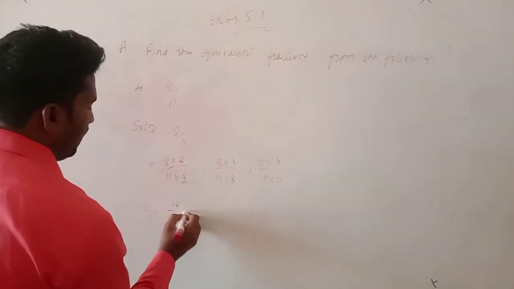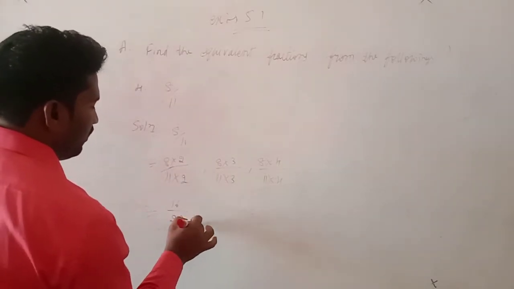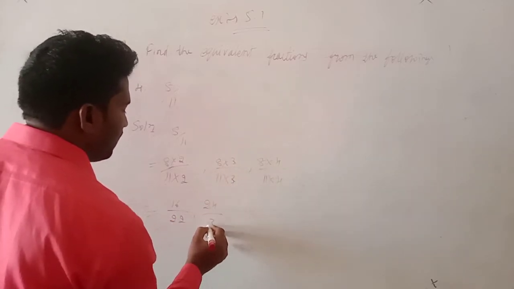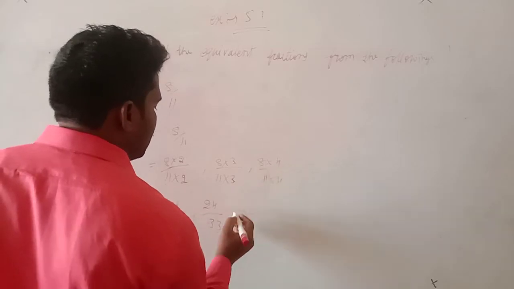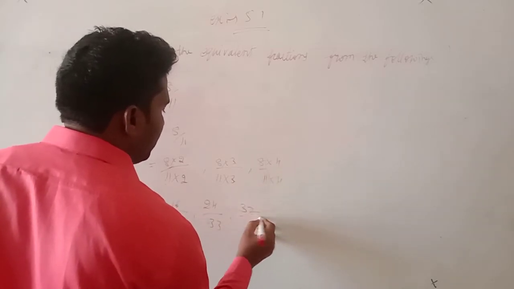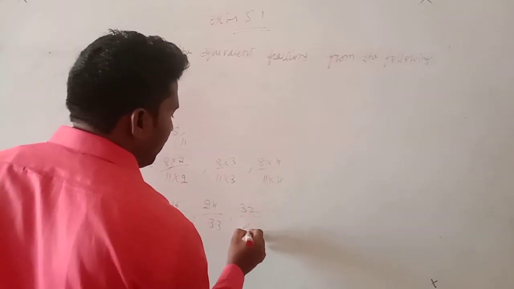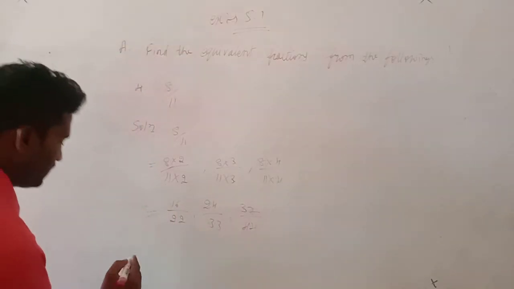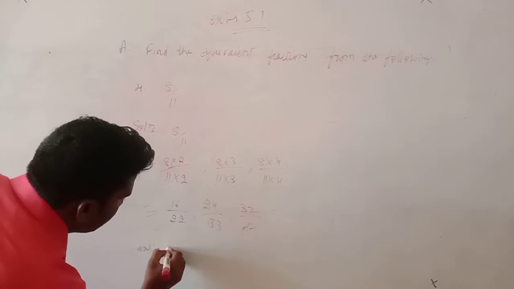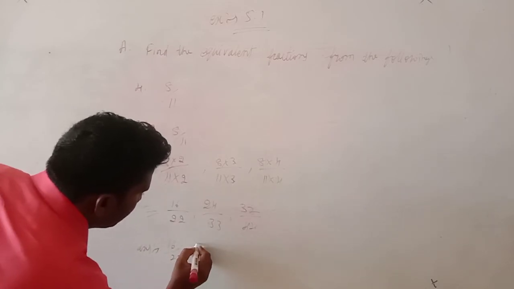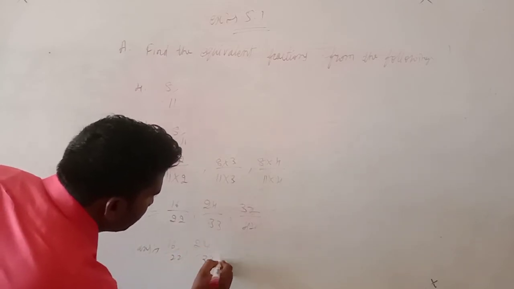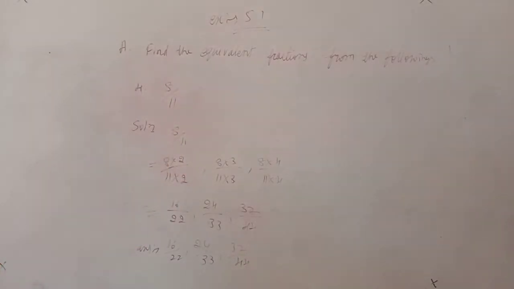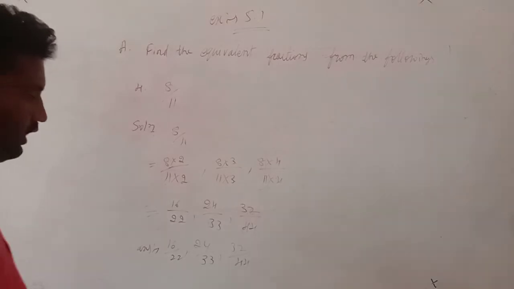8 2s are 16, 11 2s are 22, 8 3s are 24, 11 3s are 33, 8 4s are 32 divided by 11 4s are 44. So its answer will be 16 by 22, 24 by 33, 32 by 44. These three fractions are equivalent to 8 by 11.